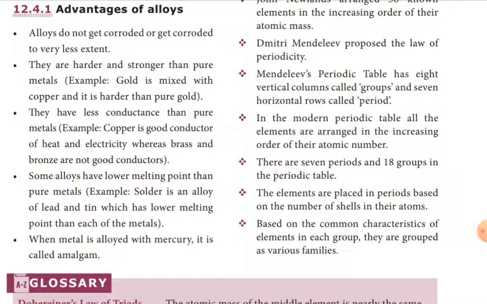Then when a metal is alloyed with mercury, it is called an amalgam. Mercury is one of the important elements for making amalgam. Tin, silver and mercury, these three are mixed together to get a dental amalgam, which is used by the dentist to fill cavities in the teeth. So amalgam means an alloy of metal with mercury.